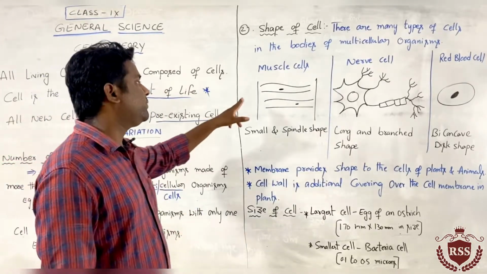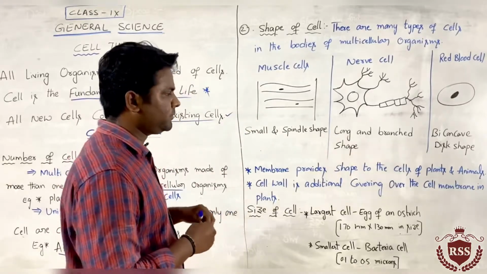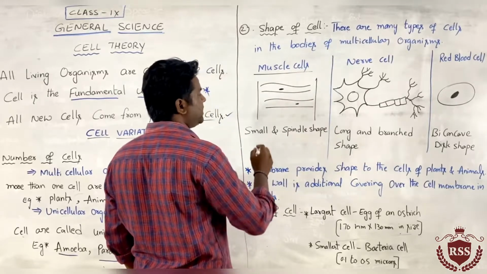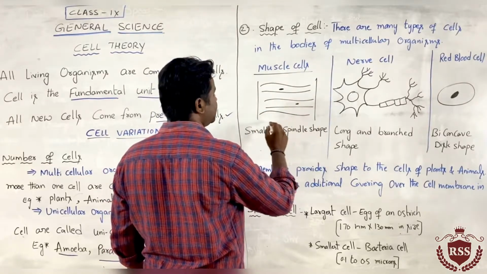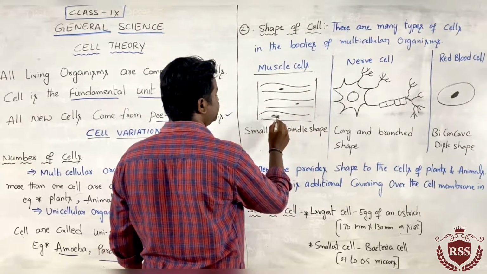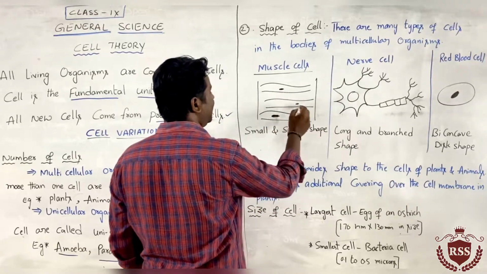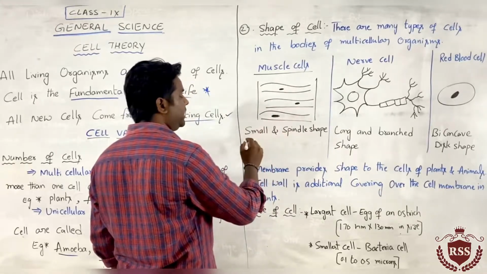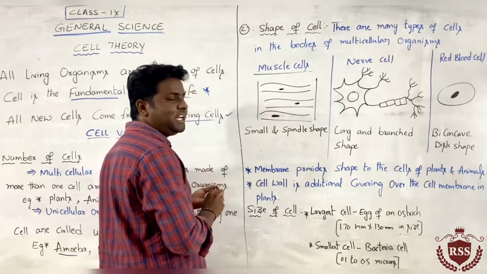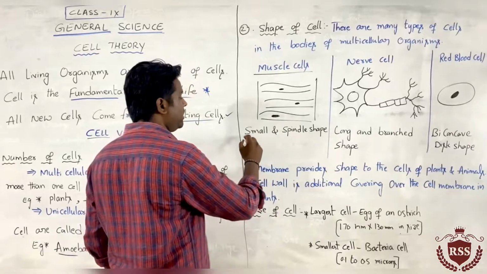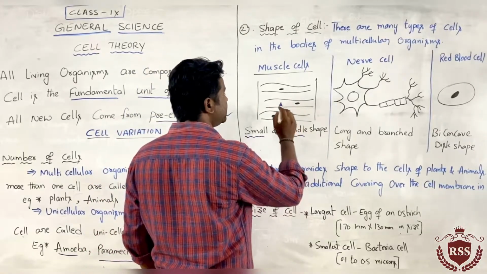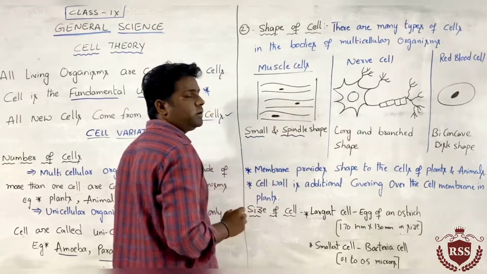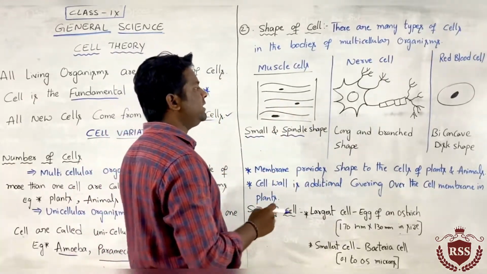If you see, this is a muscle cell in our human body. It is in this type of shape. The muscle cell is small and spindle shape. See this spindle-like shape. Then this is a nerve cell.